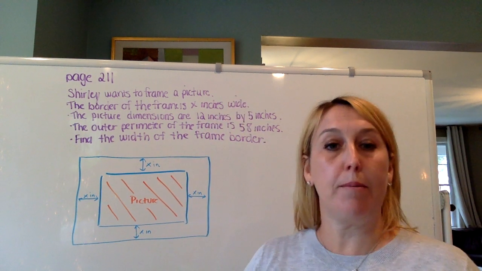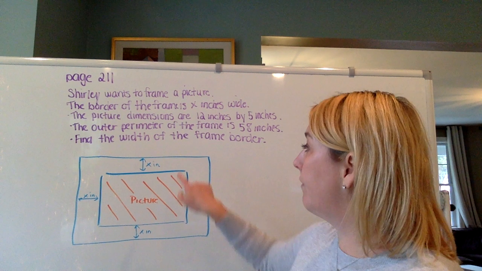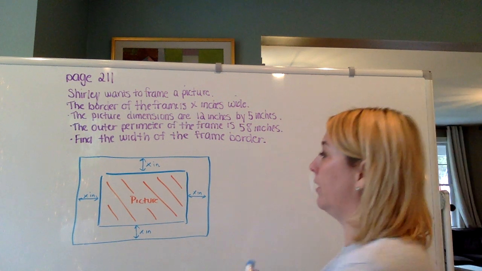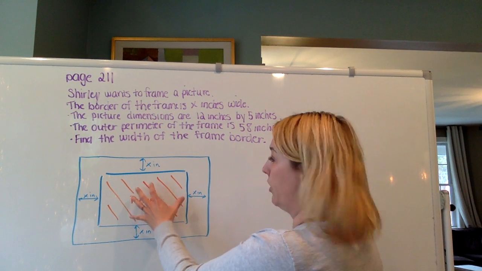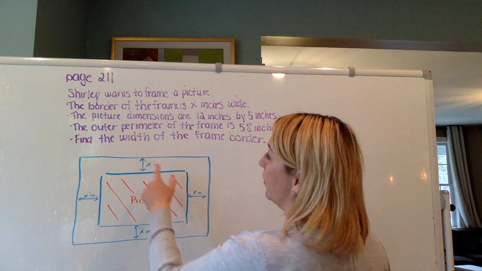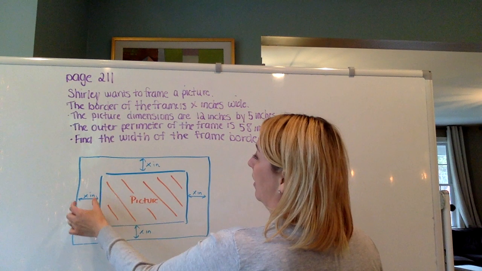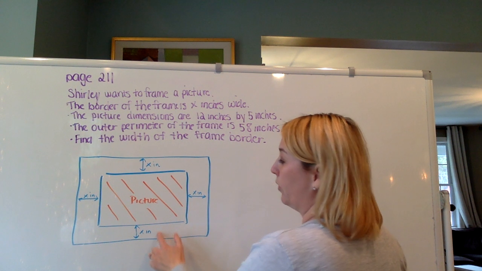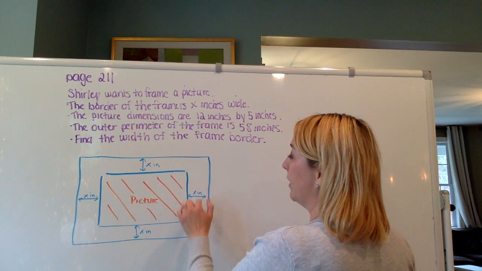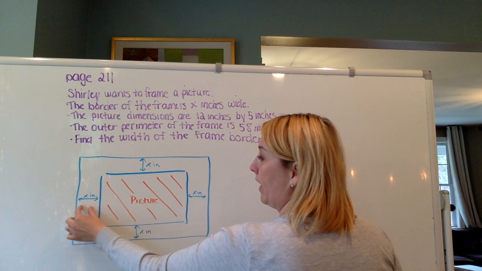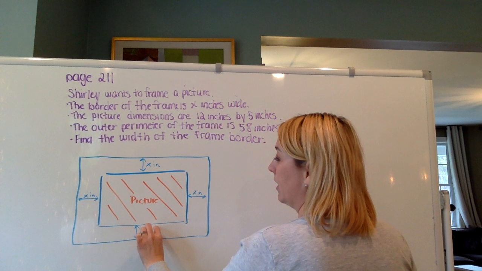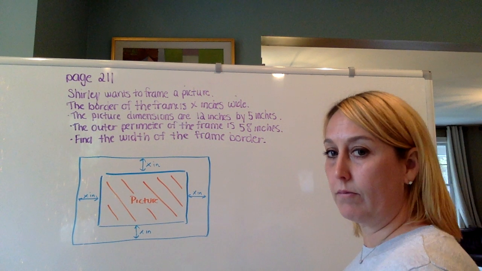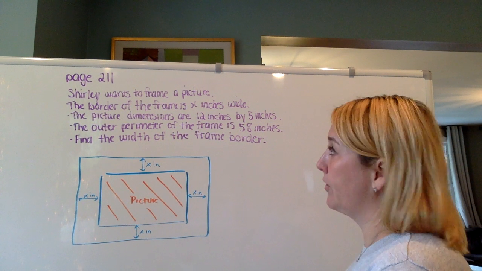Shirley wants to frame a picture. The border of the frame is X inches wide. So I've kind of tried to model it: inside, right, is the picture. And we know that the width of the frame is X inches wide. So we actually don't know what X represents. But I've drawn in here, we've got X inches here, here, here, and here. And they're all the same measurement, okay?